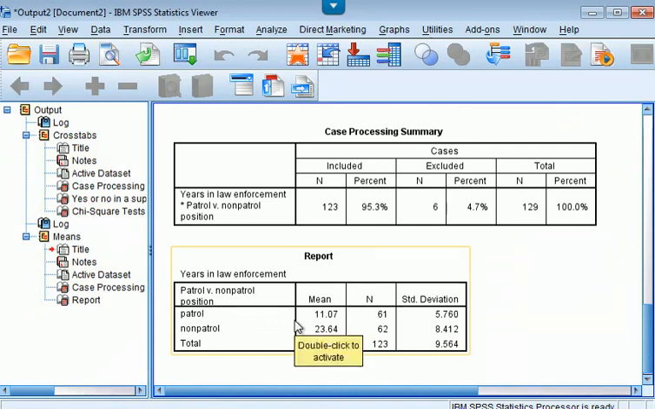So the mean years in law enforcement for patrol officers is 11.07 right here, and the mean years in law enforcement for non-patrol officers is 23.64.